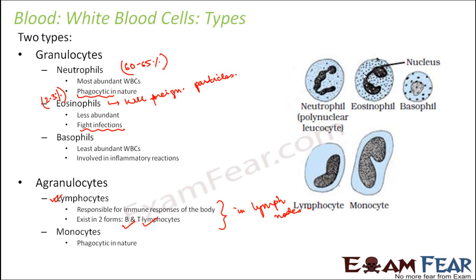In this picture you can actually look at the different types of white blood cells. The first one is neutrophils, next is eosinophil, and then the third one is basophil, followed by lymphocyte and monocyte. If you see, the shapes of all of them are quite different from each other, and that is why we say that the different types of white blood cells exist in a variety of shapes and sizes.